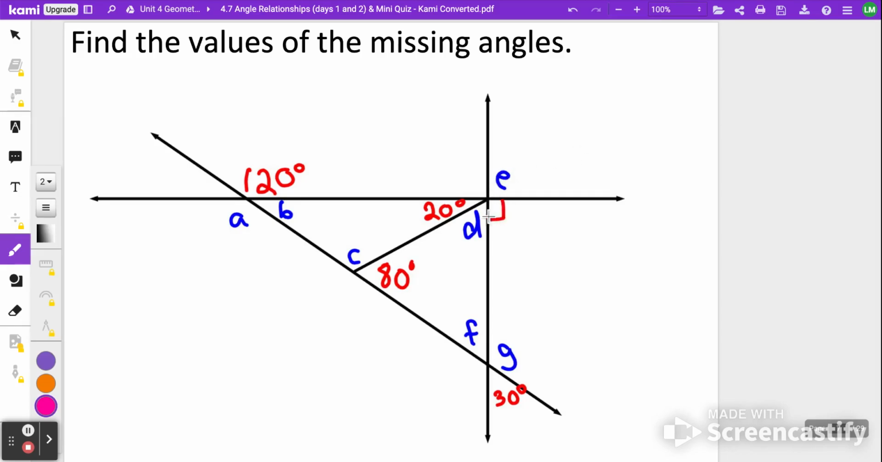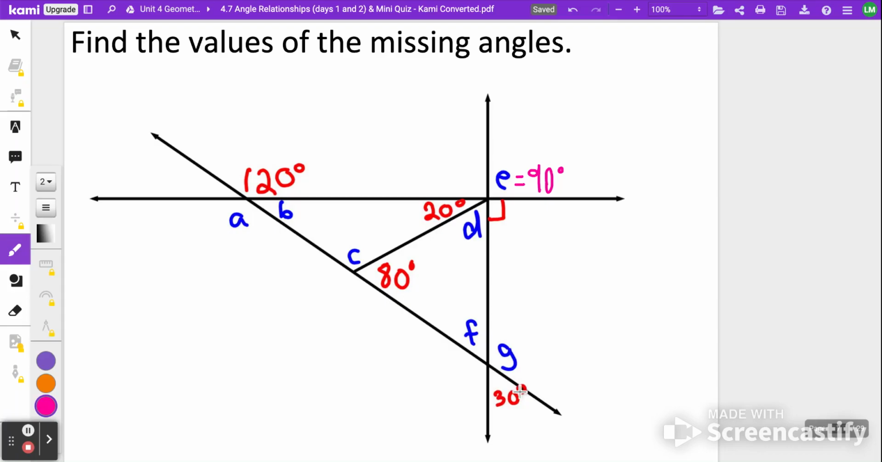Letter E is right here next to this 90-degree angle, and notice that E is on a straight line with that 90-degree angle, so we can probably say that E is equal to 90 degrees.